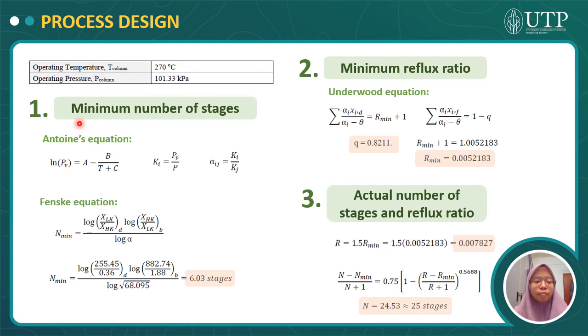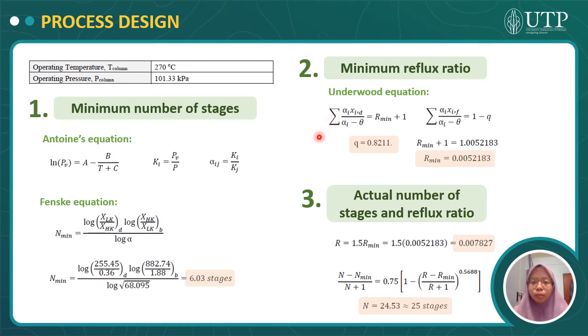Moving on to the process design, the first criterion is to find the minimum number of stages. To find vapor pressure, Antoine's equation has been used and relative volatility is calculated using this formula. To find the minimum number of stages, Fenske's equation has been used as our feed inlet is multi-component. The resulting minimum number of stages is 6.03 stages.